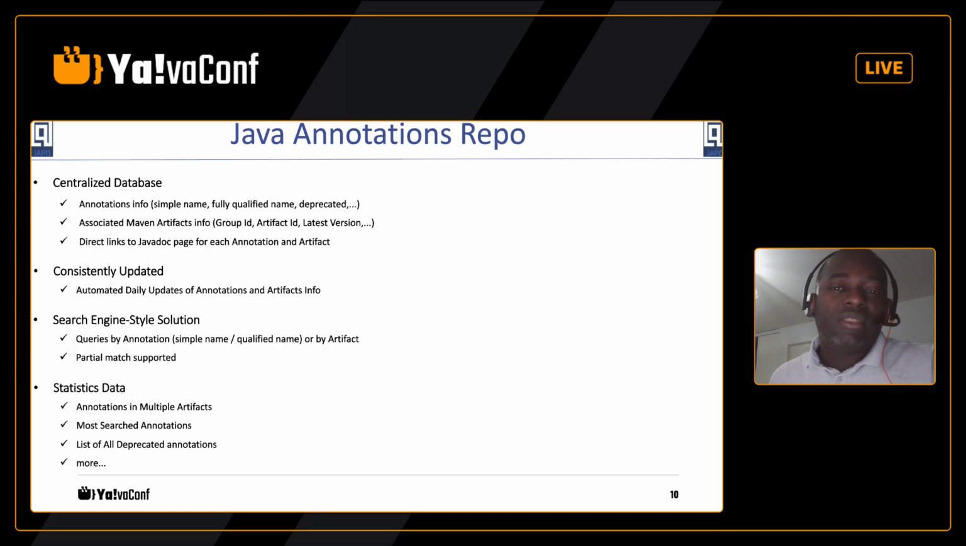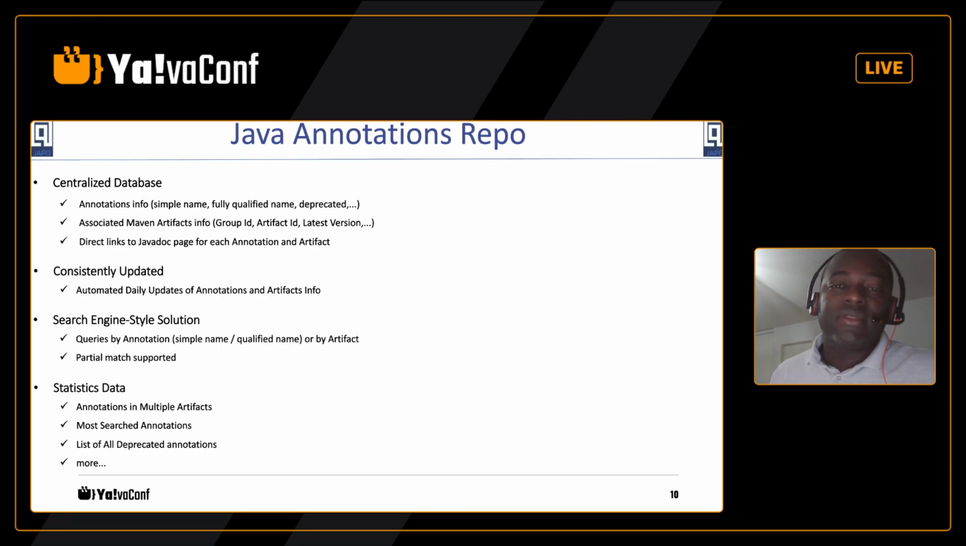One last interesting feature, which will be very helpful not only to annotation users but also to custom annotation creators, is the stats endpoint. This endpoint provides a great level of transparency regarding how annotation names are used or even searched across all existing Java libraries and projects.